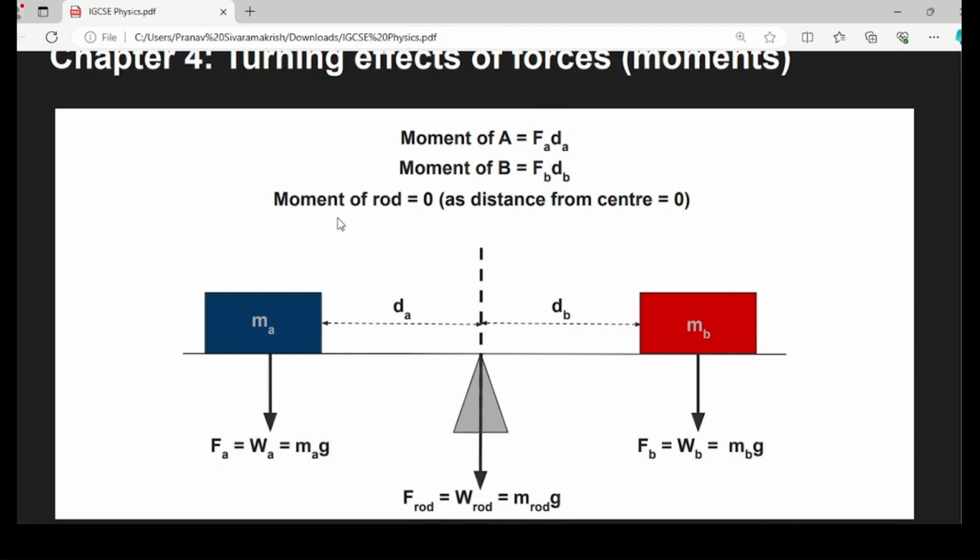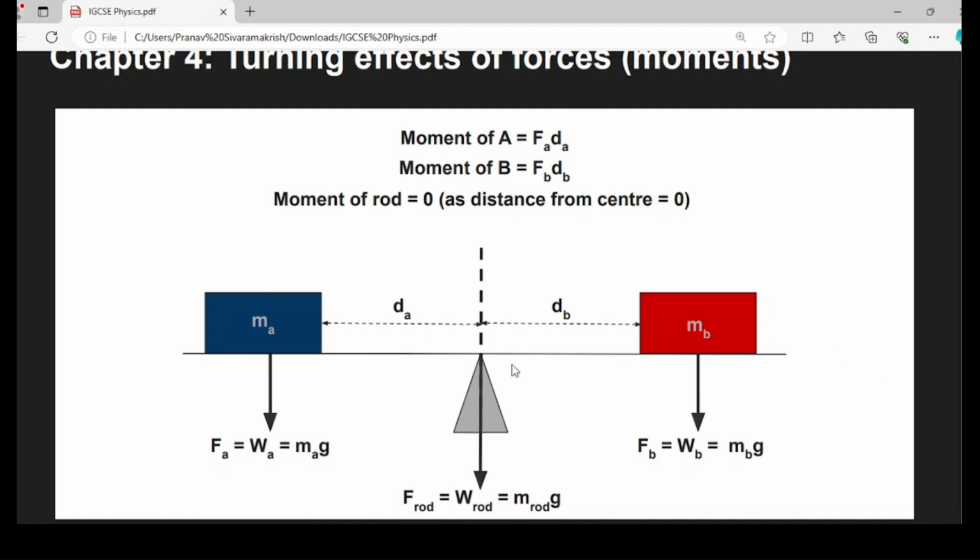And then if you had the moment of the rod, because the rod also exerts a force downwards, which is the weight of the rod, that would be F rod d rod. But then you notice that the center of mass of the rod is right at the point of the pivot. Although the force of the rod acts perpendicular to the pivot, there is no distance from the pivot for this force. So if there's no distance, then d rod would be 0. Then F rod multiplied by d rod, or F rod multiplied by 0, is 0. So there is no turning effect caused by the weight of the rod. So hope that explains the concept of moments.